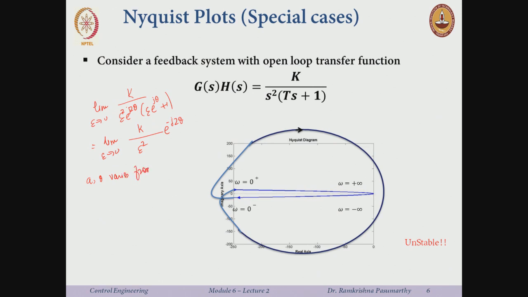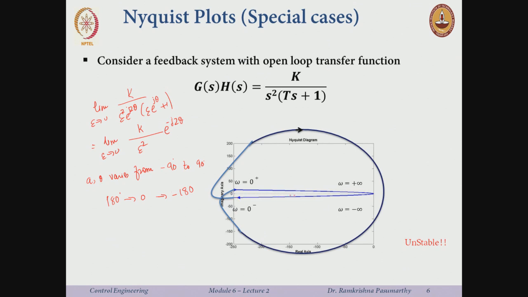varies from minus 90 to plus 90 in the S plane, in the GS plane, it varies from an angle of 180 degrees to 0 to minus 180. Okay. So, this is what the plot would actually look like.